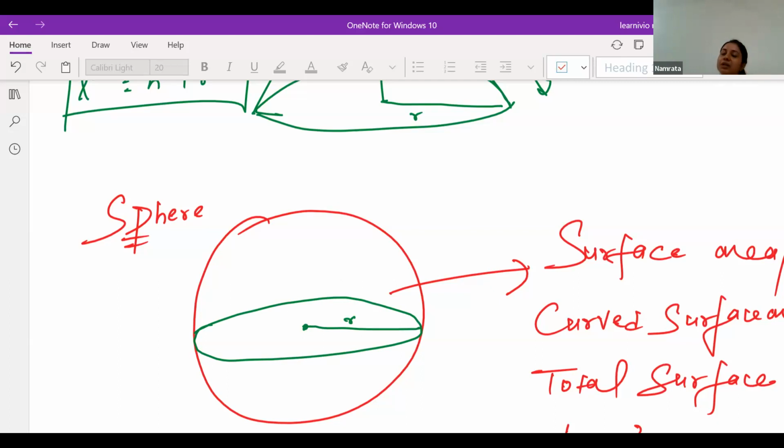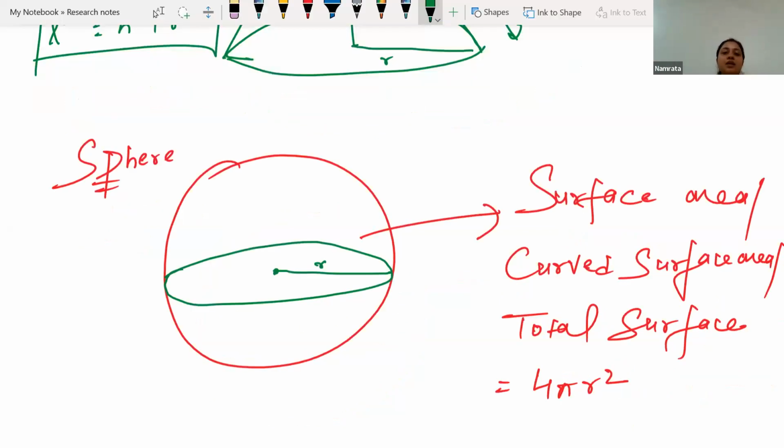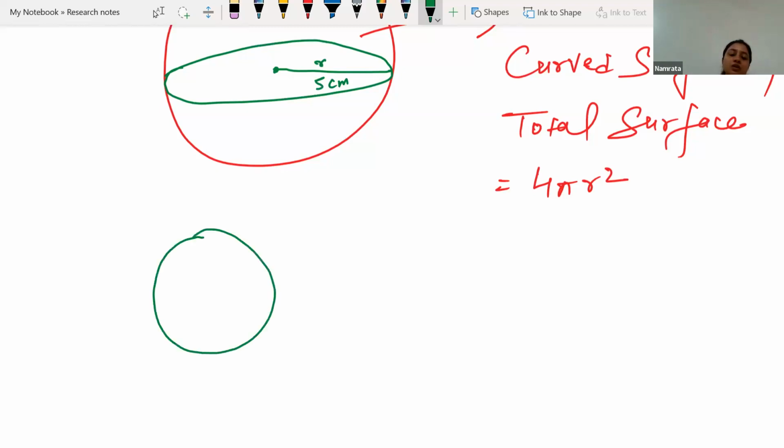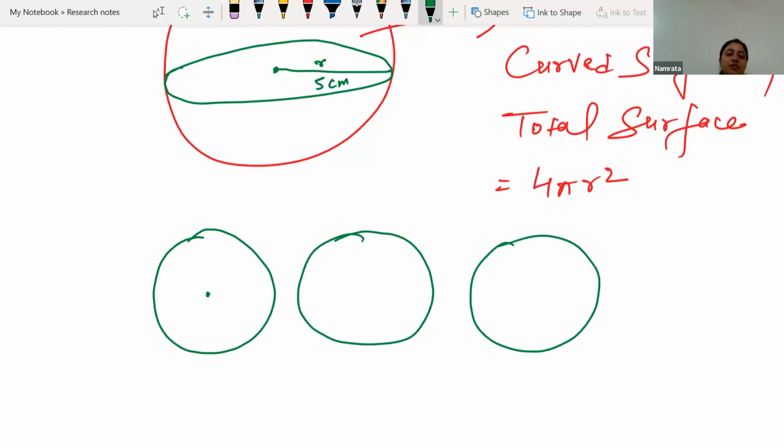Now, by taking the same radius, we are drawing 4 circles. You measured the radius of the orange, and by taking the same radius, suppose you got the radius as 5 centimeter. So now, on a paper, you draw a circle, another circle, one more circle, each having radius 5 centimeter. Let's see, you are drawing a few circles like that.